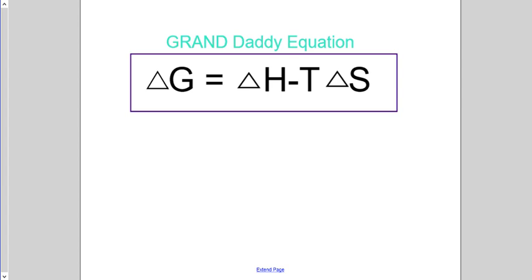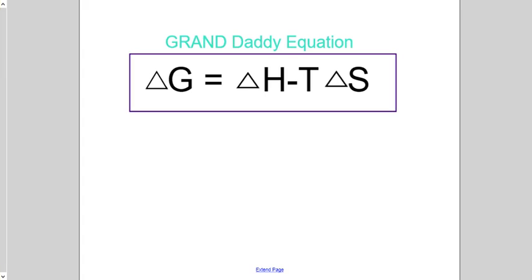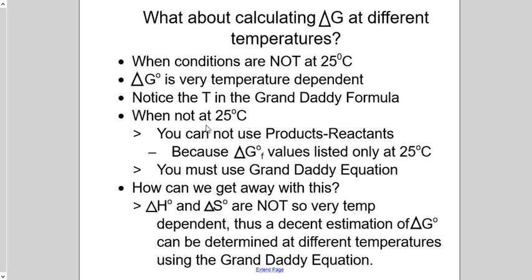So trying to get back to that slide here really quickly. So again, products minus reactants, only for things at 25 degrees Celsius. If we're not at that, then there's other ways to solve this.